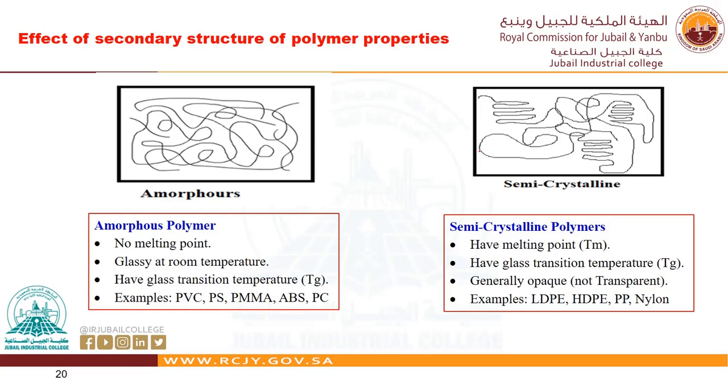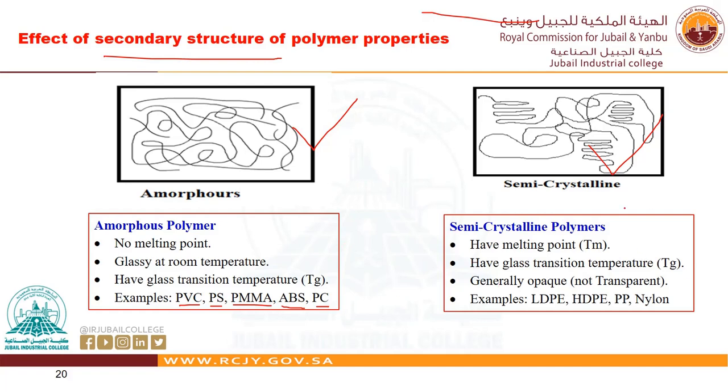Now the next one we are looking at is the effect of secondary structure. When we talk about the secondary structure, we're talking about the arrangement of polymer chains. As I mentioned before, we can have amorphous polymers or semi-crystalline polymers. These amorphous polymers are usually transparent, and I've given you examples: PVC, polystyrene, polymethyl methacrylate, acrylonitrile butadiene styrene, and polycarbonate. They are all transparent, and they are used where transparency is required.